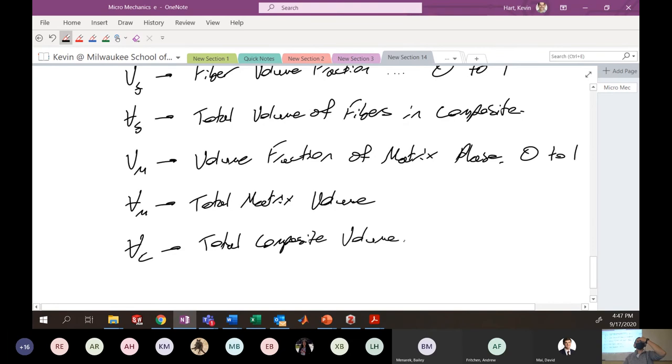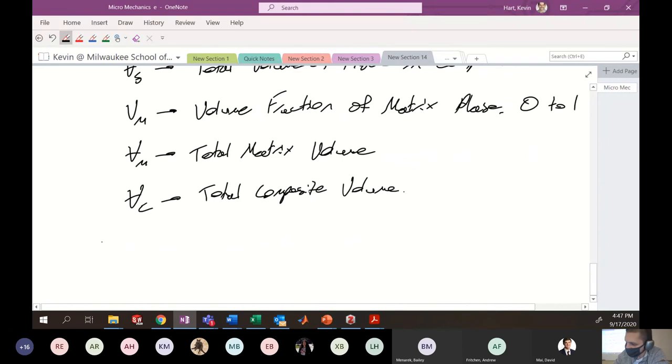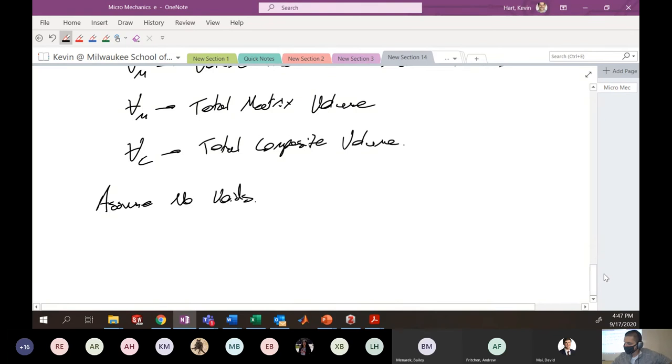Okay. And we have to be very clear here in that we've made the assumption that there's no voids in your composite. If we make the assumption that there are no voids, then there are some additional constitutive relationships that we just generally have here. So if we assume no voids, then obviously the volume of the composite is the volume of the matrix plus the volume of the fibers. All right, I think that's pretty straightforward and obvious.